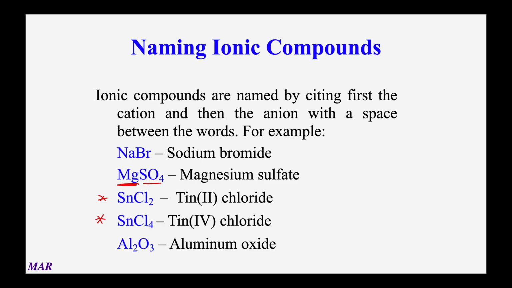So we would call this tin(II) chloride. And the next one would, of course, be tin(IV) chloride. You've got four -1 chlorides balancing the tin. This would be a +4 tin.